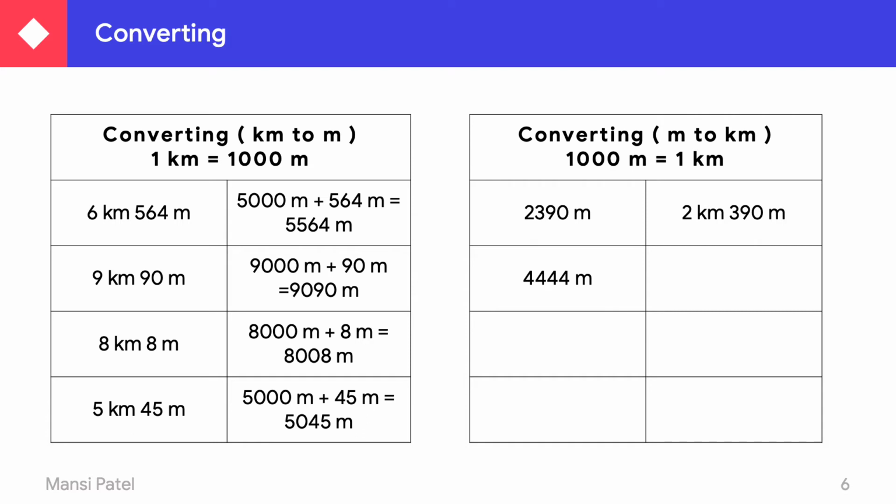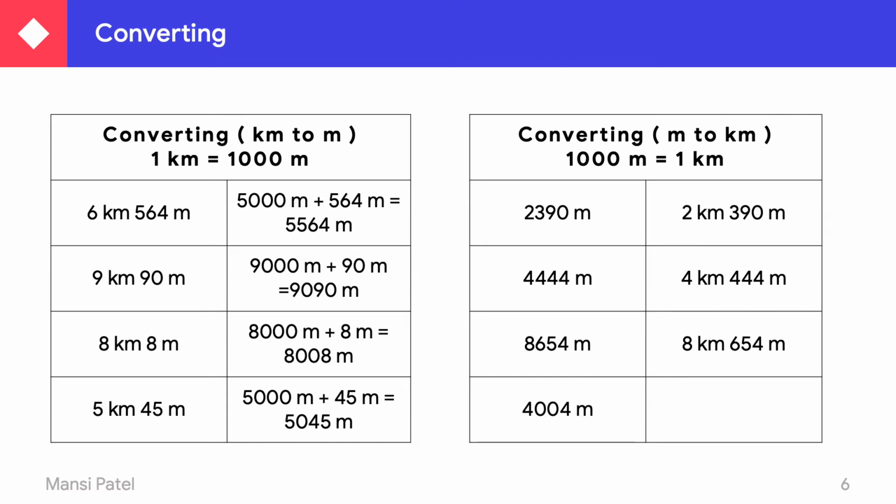Another one, 4444 meter divided by 1000. So your answer is 4 kilometer and 444 meter. That is your answer. Next, 8654 meter. This number divided by 1000. So your answer is 8 kilometer and 654 meter.